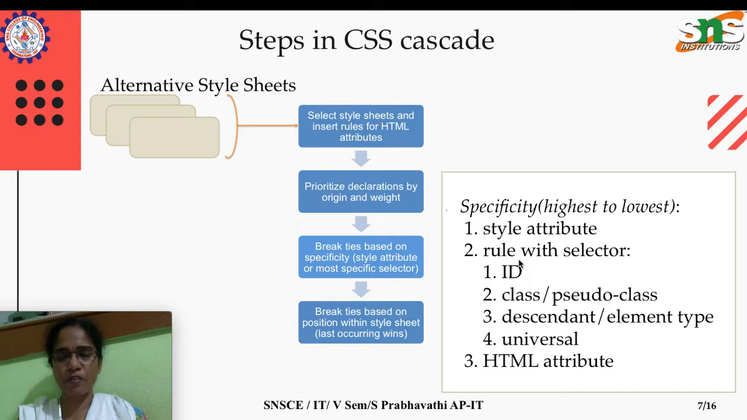The highest preference goes to the id selector, followed by class, followed by descendant or element type, and the last preference is universal. For example, in universal we have mentioned font weight to be bold, and in id, if I mention the font weight to be normal, the priority goes to normal, because id has the highest priority, followed by class or pseudo class, then descendant or element type, then finally the universal, and at last the HTML attributes. This is all about specificity.